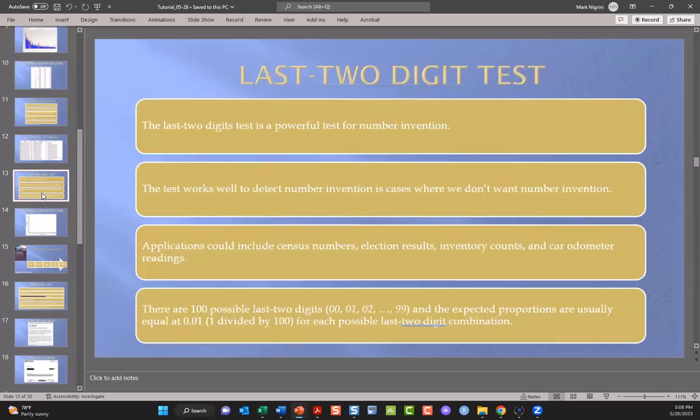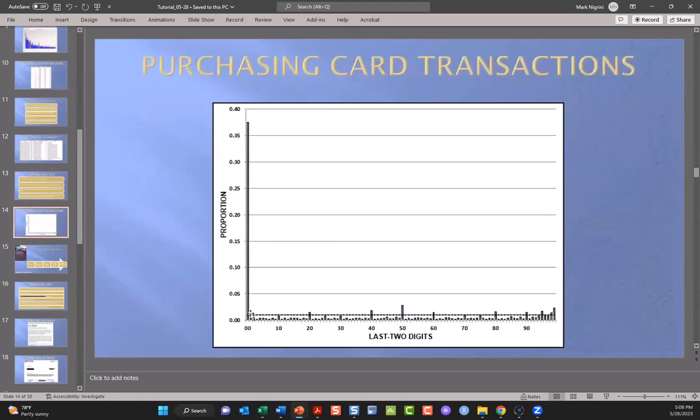The last two-digit tests, also a nice test for number invention, and in the purchasing cards example, huge numbers of numbers ending in 00. So round dollars with no cents. I don't know about you, but when I use my credit card, I don't know if 1/3 of the numbers end in 00. I think less.